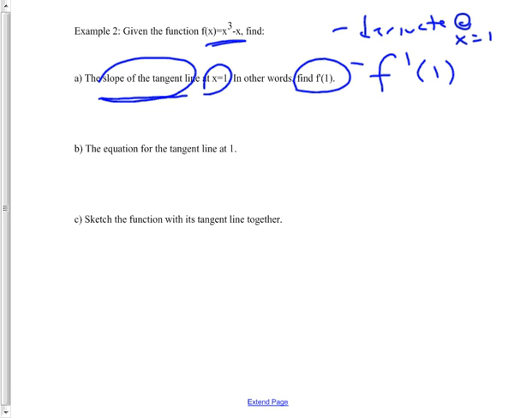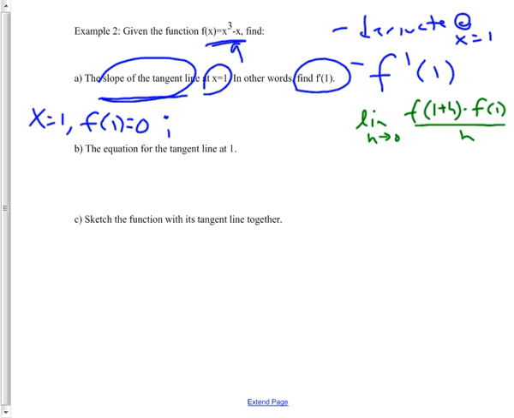Well, we know that when x equals 1, f of 1 equals 0. And now we're going to choose a value of h that's really, really small. Because once again, we're going to use this idea, the limit as h approaches 0 of f of 1 plus h minus f of 1 all over h. So let's let h equal 0.1.